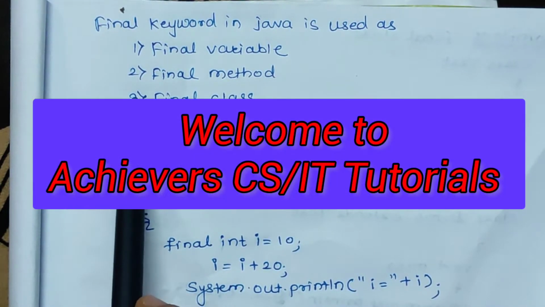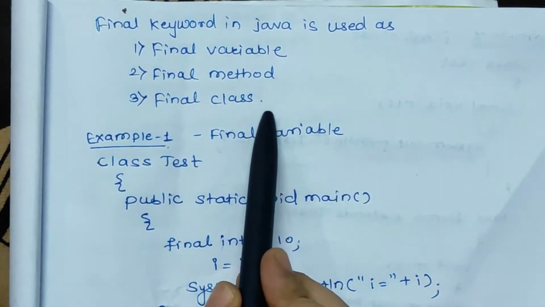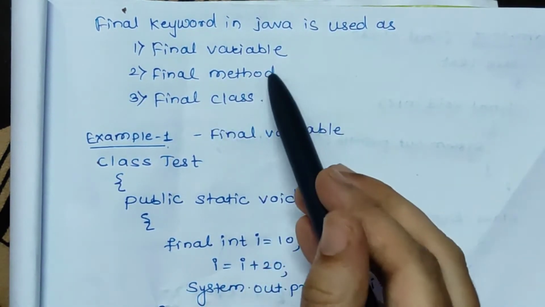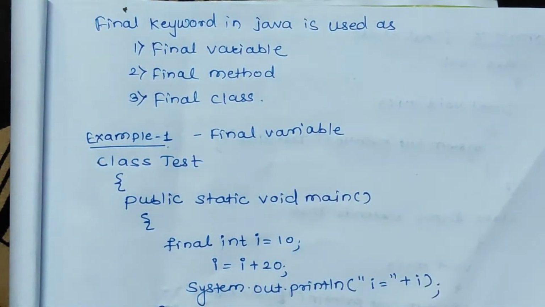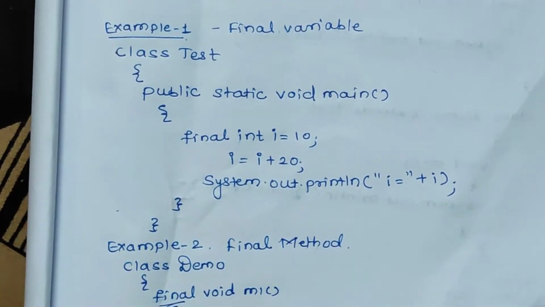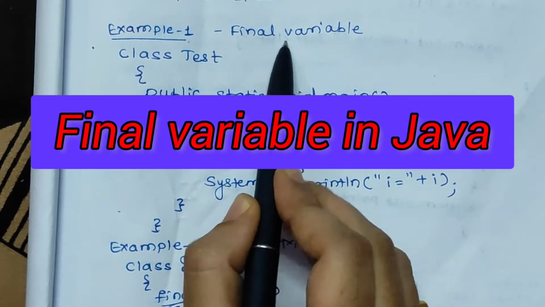In this video we are discussing the final keyword in Java. The final keyword in Java can be used in various ways, like a final variable, final method or final class. We'll discuss an example of each one. In the first example, we will discuss how a final variable is used in Java.